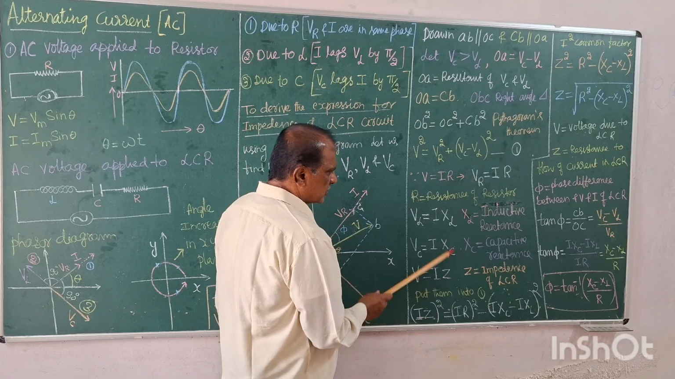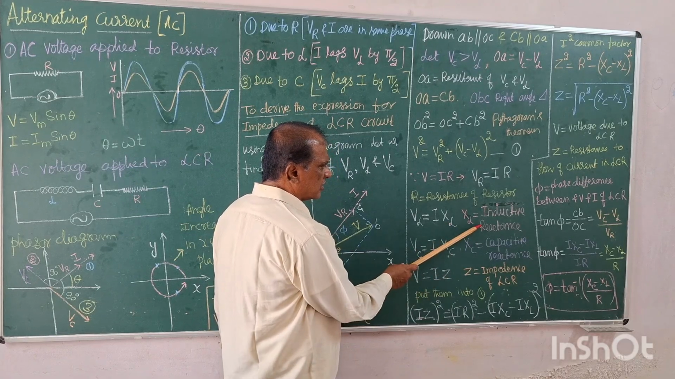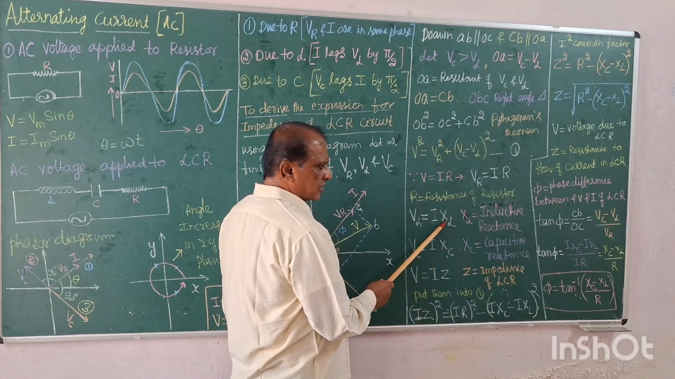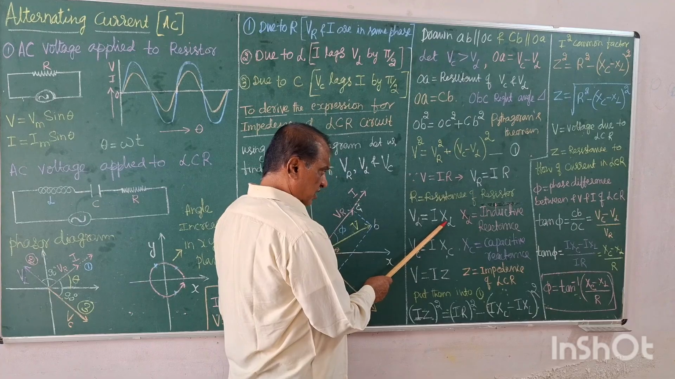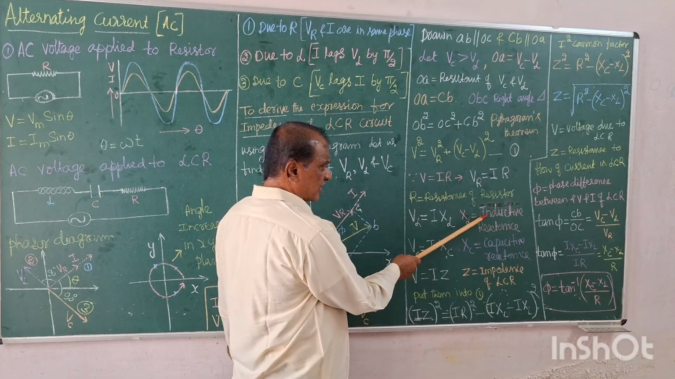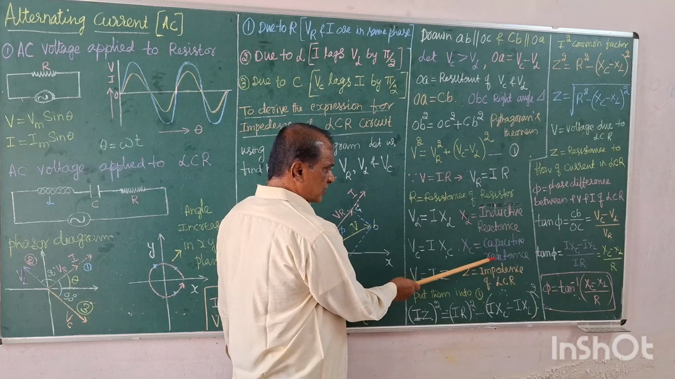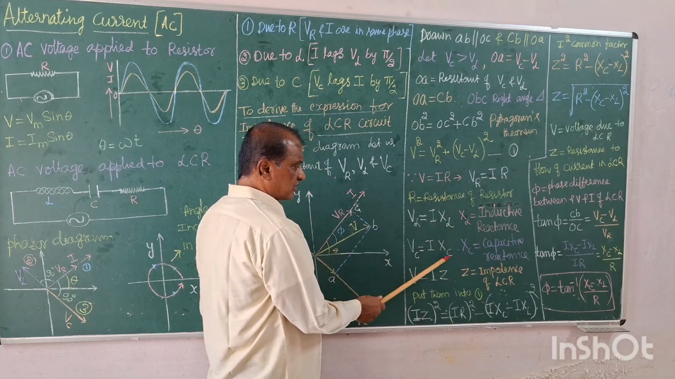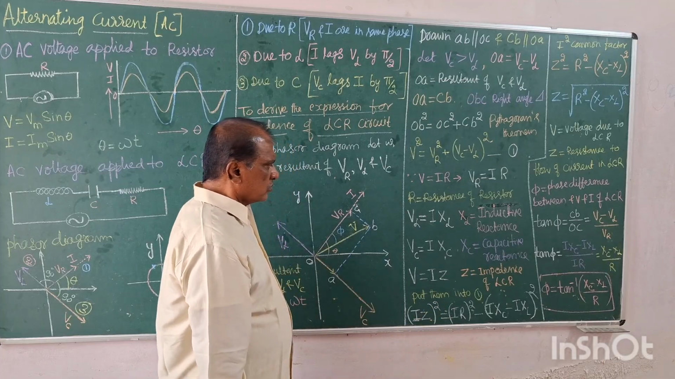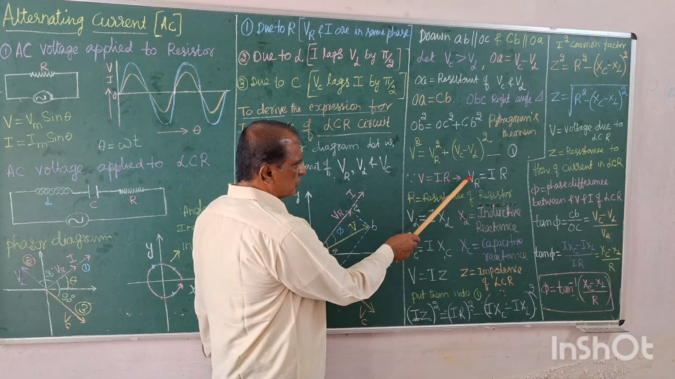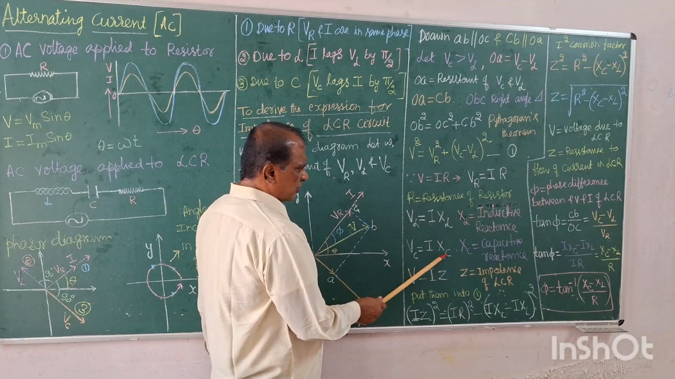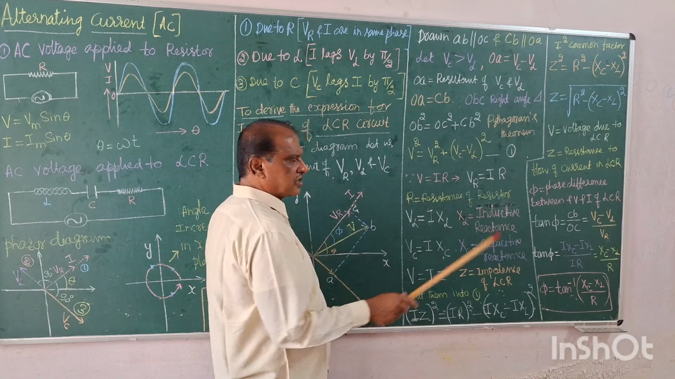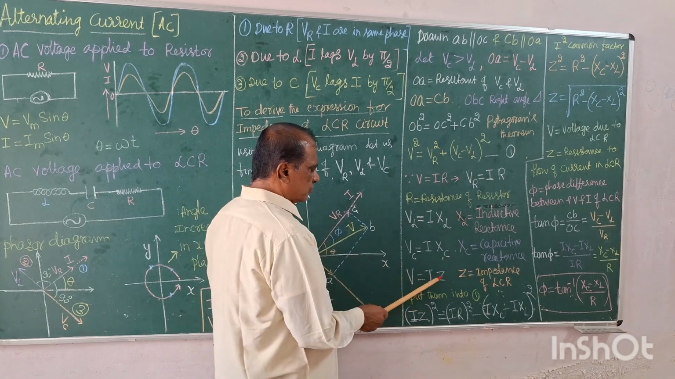This resistance is called inductive reactance. This resistance is called capacitive reactance. I told you in the previous class that the resistance offered by an inductor is called inductive reactance, and that offered by a capacitor is called capacitive reactance. So these are related to angular frequency, L and C. So all these voltage values are in terms of current and their corresponding resistance. This resistance is the resistance offered by the LCR circuit, called impedance, as I said.